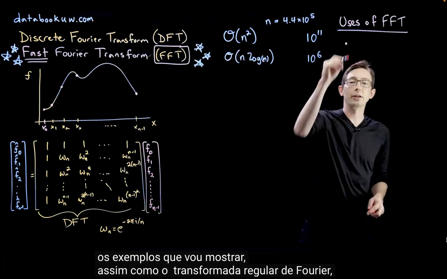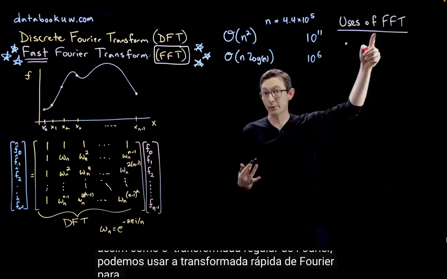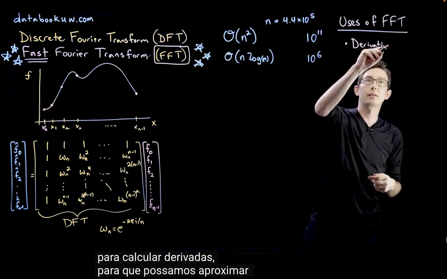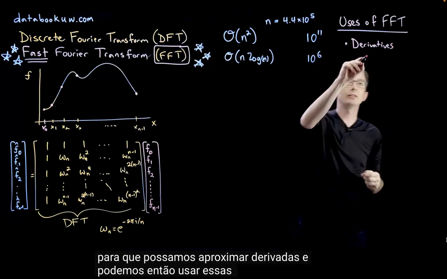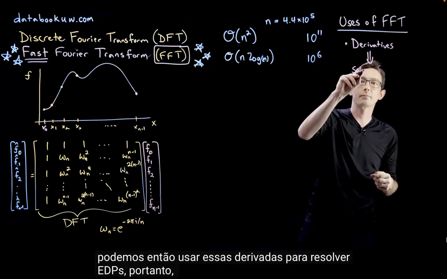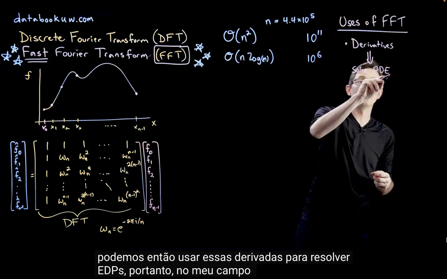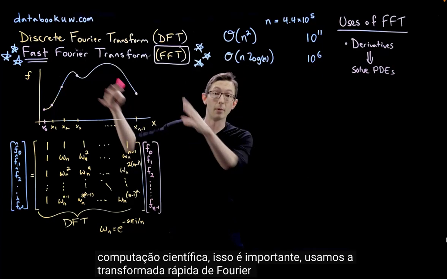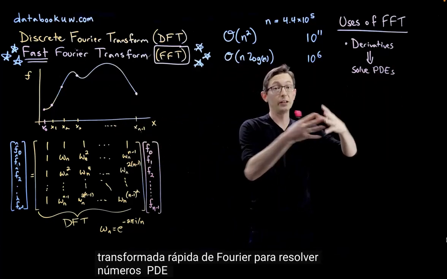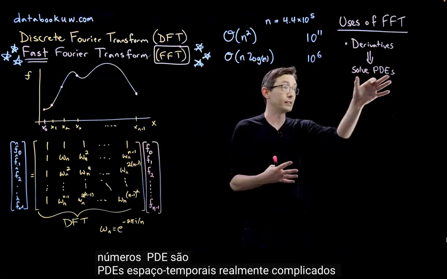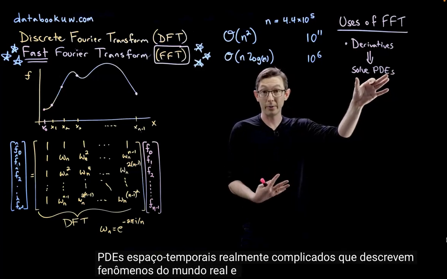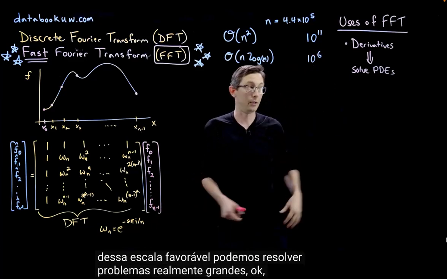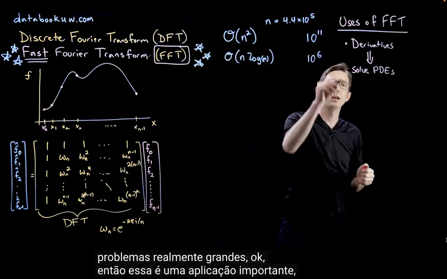Just like the regular Fourier transform, we can use the fast Fourier transform to compute derivatives. So we can approximate derivatives, and we can then use those derivatives to solve PDEs. In my field of scientific computing, this is a big deal. We use the fast Fourier transform to solve numerical PDEs, really complicated spatial temporal PDEs that describe real world phenomena. And because of this favorable scaling, we can solve really, really big problems. So that's one major application.